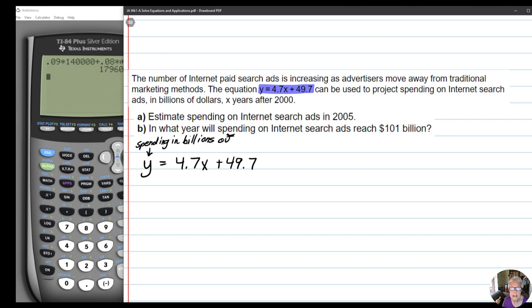So the billions are already understood. All right. Now that means when we get ready to do part B with 101 billion, we're only going to write 101, because the billion is already taken into account. Now we have to decide how we're going to do these years.